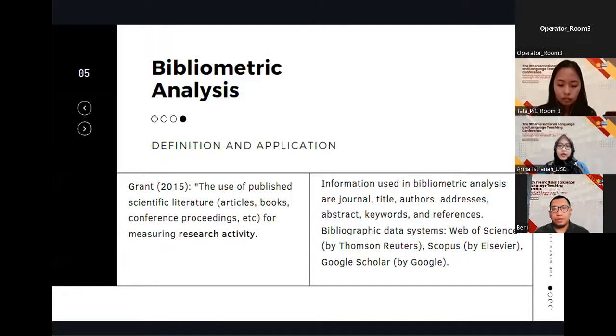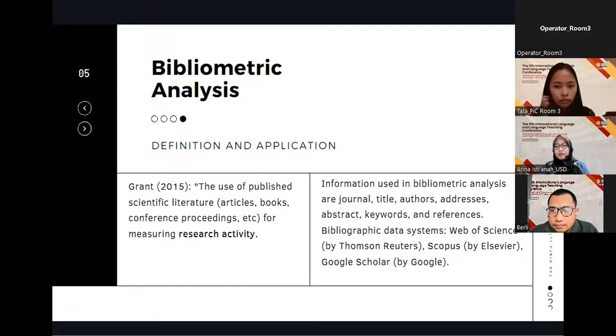In this paper, I use what is so-called bibliometric analysis. It is the use of published scientific literature, such as journal articles, books, conference proceedings, etc., for measuring research activity. What is meant by research activity is that we can see the output volume or the science quality, as well as the interdisciplinarity and networking. We can also measure knowledge and how it is produced.